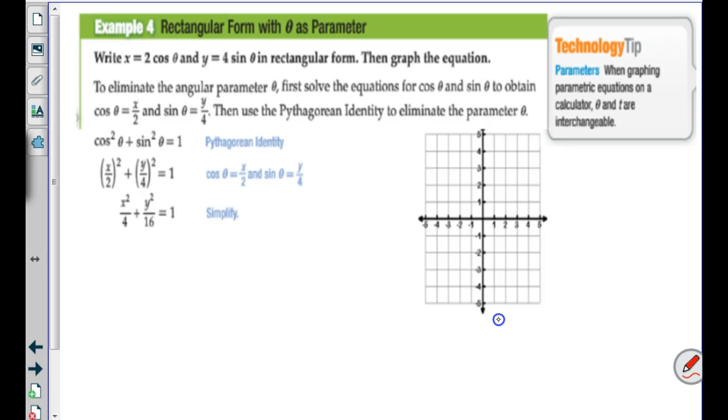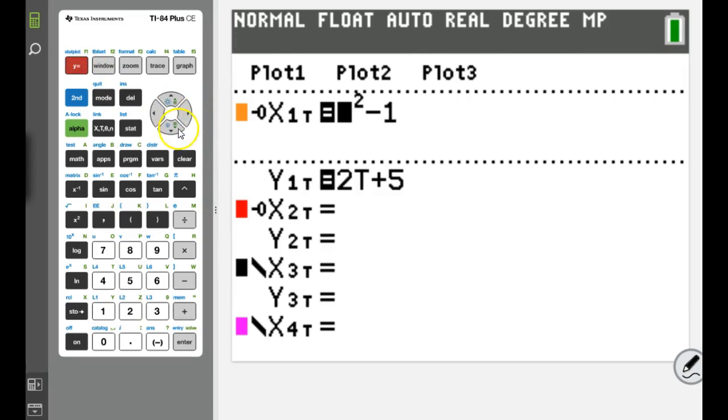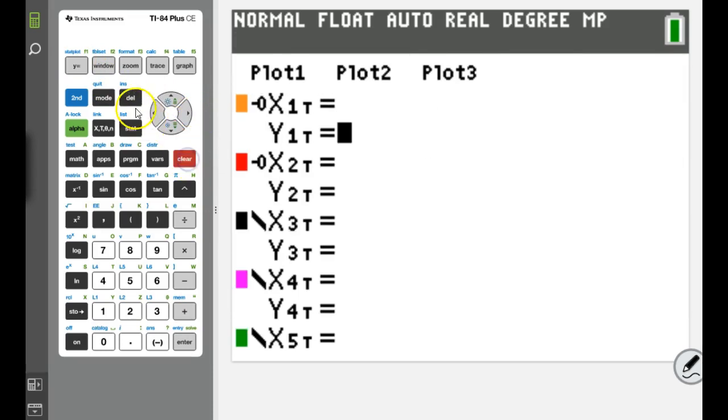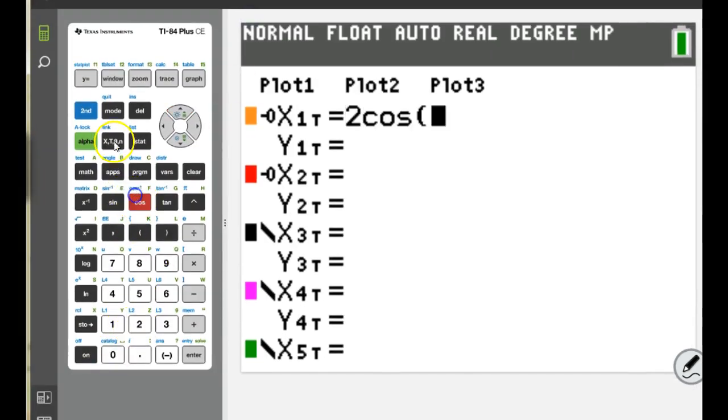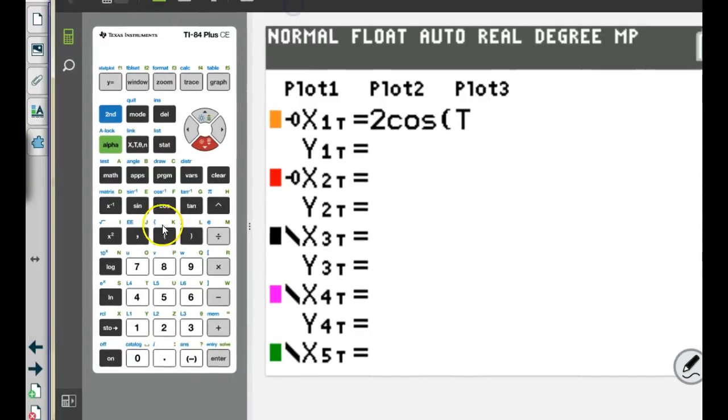All right, guess what? There's some wonky stuff that we're going to do to get rid of t. I'm going to have you graph this equation. Okay? X equals 2 cosine, but instead of theta, we're going to use t. And y equals 4 sine of t. Guys, this is going to be weird. Please be with me here. On the calculator, go to y equals and get rid of these. And the first one was 2 cosine t. And the second one was 4 sine t.